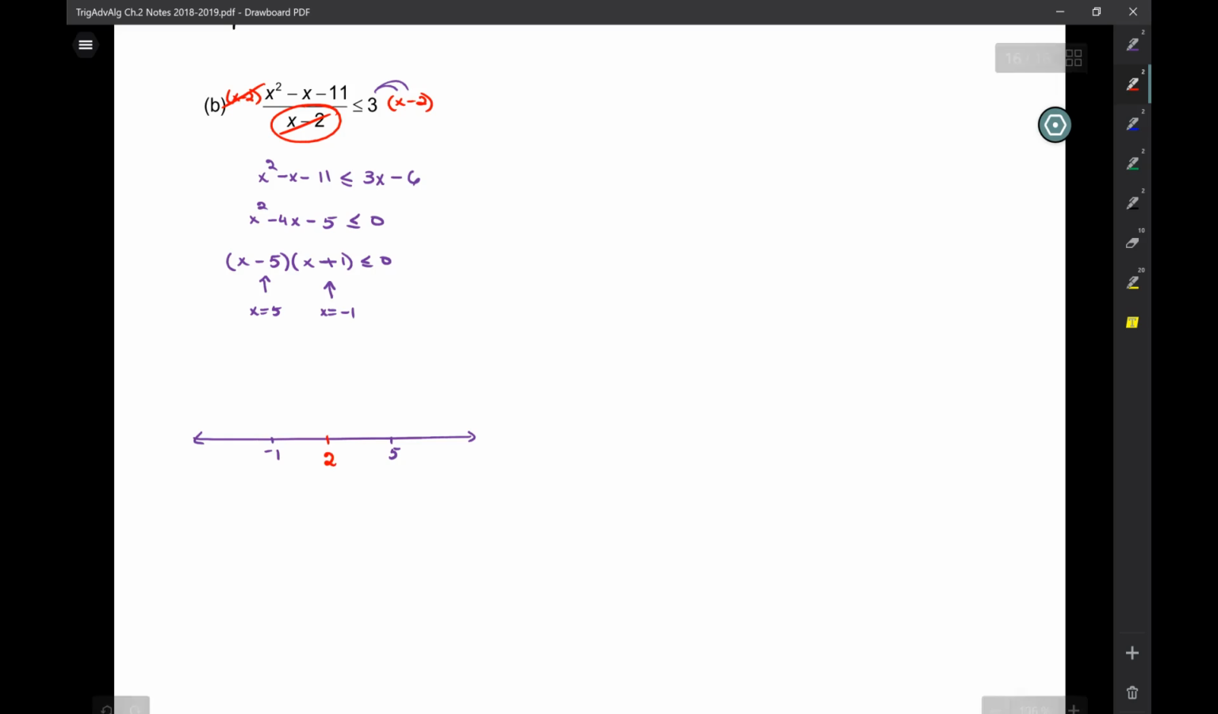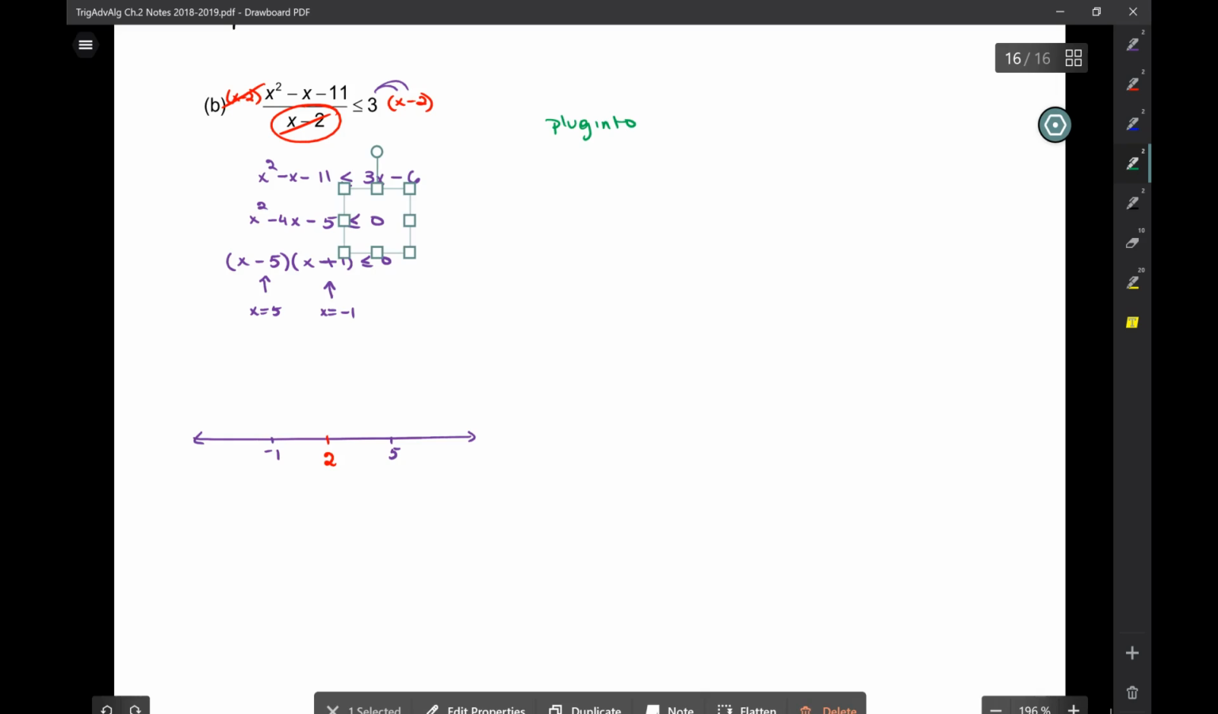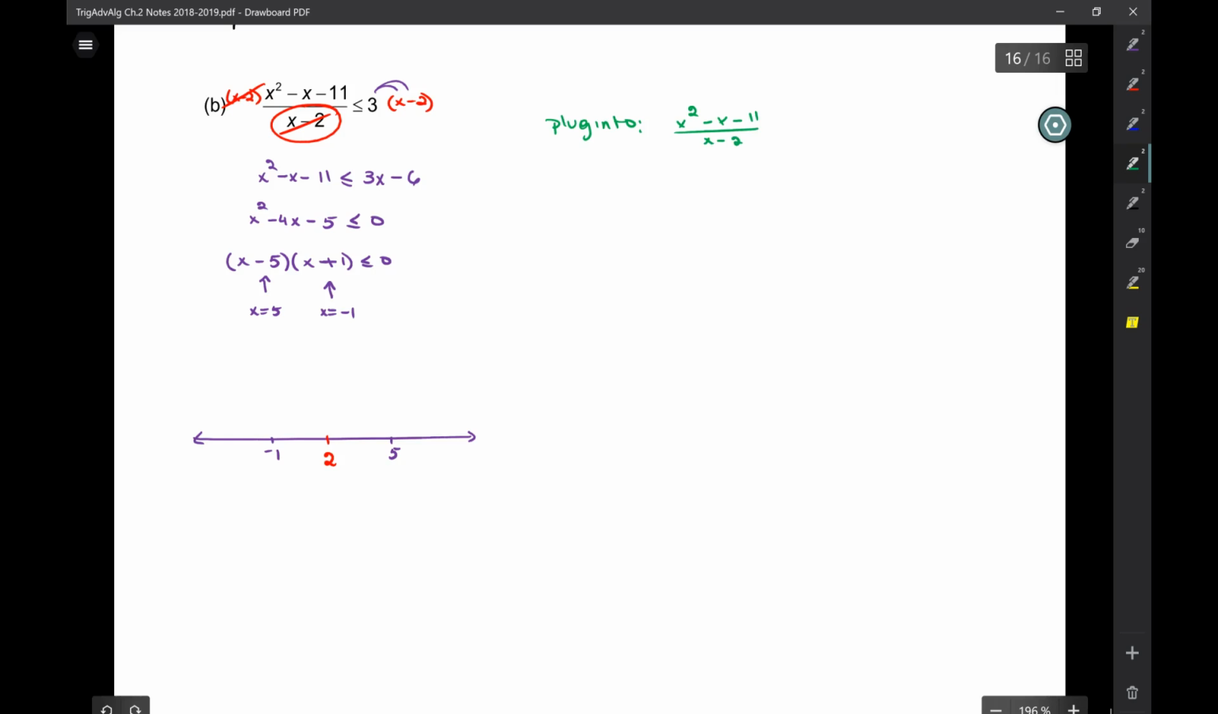Okay, let's pick numbers again. Now, when we pick numbers, we have to plug them into this original equation, but one that is being compared to 0. So I have to bring the 3 over to the left side, and it looks like this: x squared minus x minus 11 over x minus 2. And now I'm going to subtract 3 to both sides. So I get minus 3 less than or equal to 0.